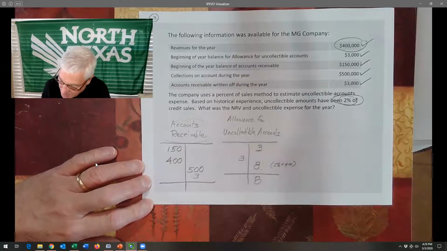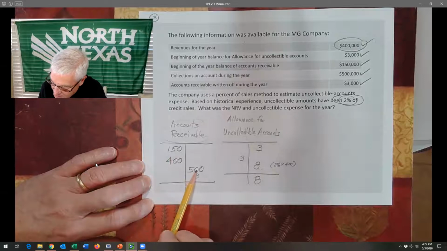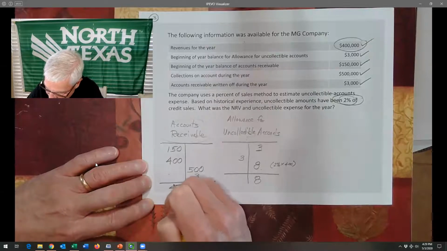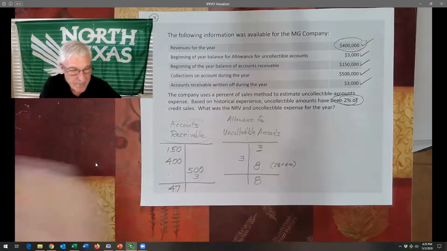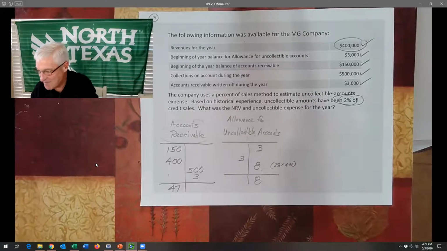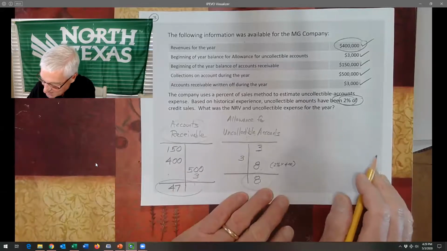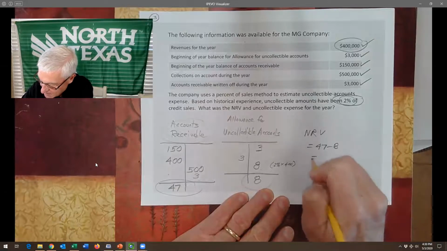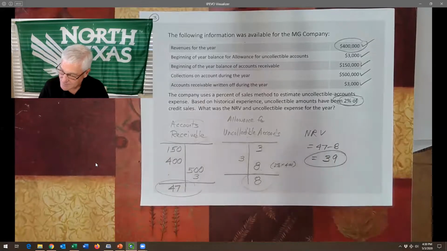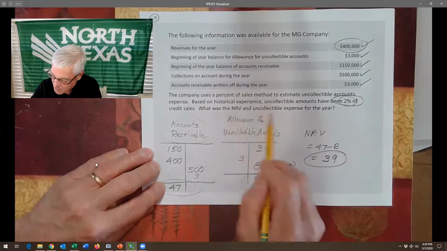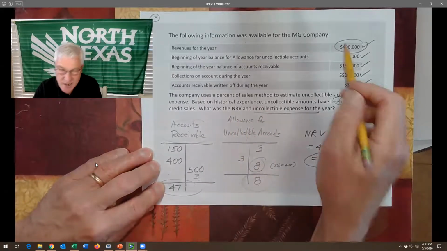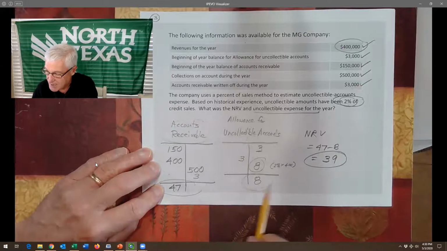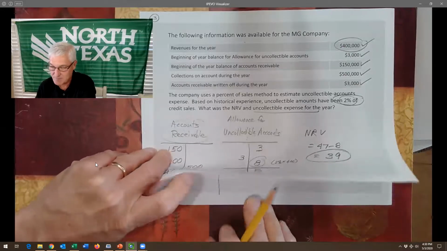How about my receivable account? I've got 550 minus 500. That's now going to be 50 minus 3 more, 47,000. Let me look at my cheat sheet. I just don't want to mess this up. I make stupid mistakes like everybody else. And so there you go. NRV equals 47 minus 8 equals 39. And what was the uncollectible expense? 8,000. That's easy. 2% times 400,000. What was NRV? 47,000 in my ending receivable balance minus 8,000 in my uncollectible accounts.